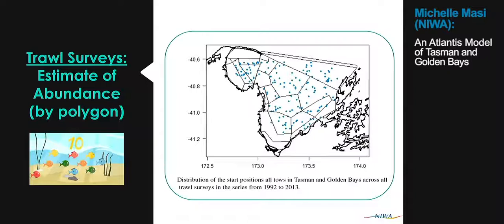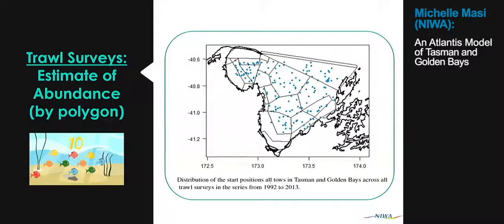To estimate the abundance of each of those functional groups within the Tasman and Golden Bay Atlantis model, and to separate that out by polygon, we used NIWA trawl surveys, which were conducted between 1992 and 2013. And we took the average over this time to give us a measure of relative abundance, which we then scaled by a catchability constant to give us a measure of absolute abundance in 2002.